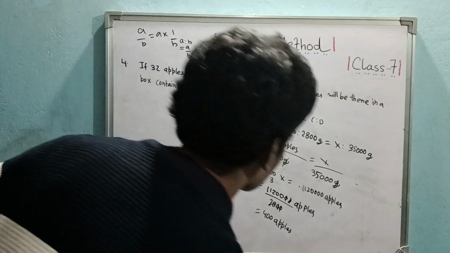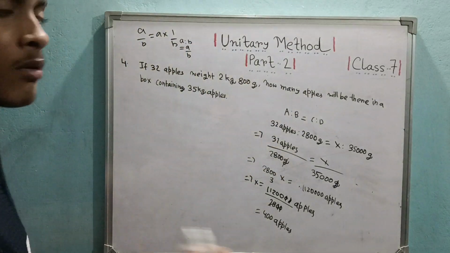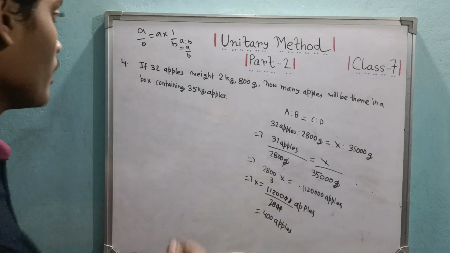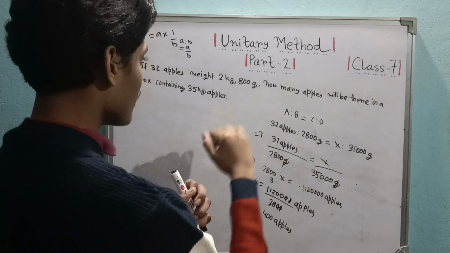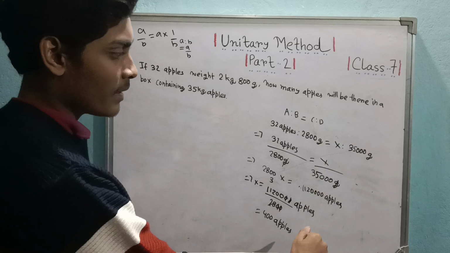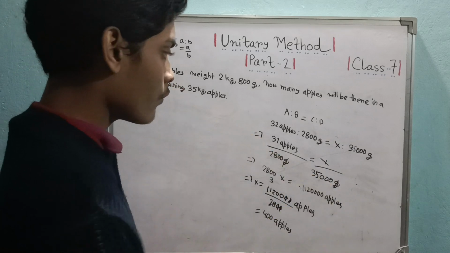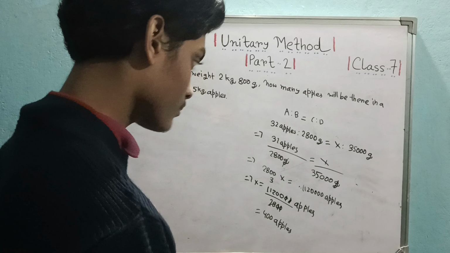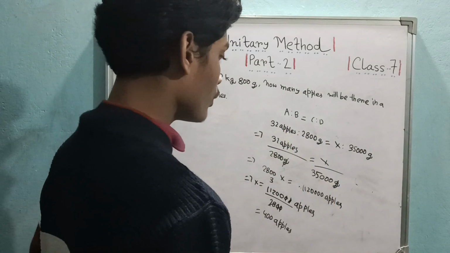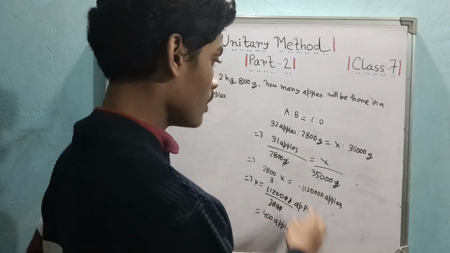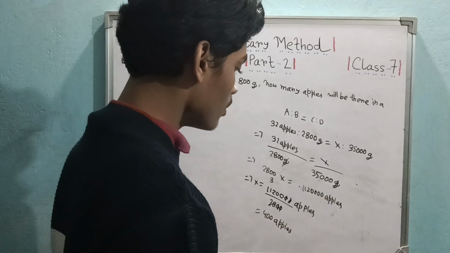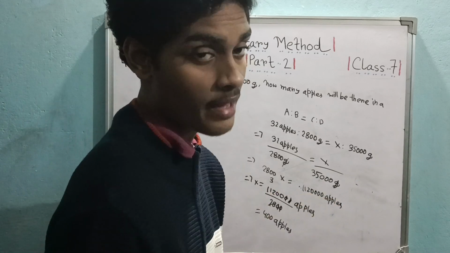Errors happen with humans. So you understood that for the number of apples increasing, the weight will increase. So increase to increase is direct proportion. Then use a method: 32 apples, 2800 gram. X apples, 35,000 gram. Okay. Then 32 by this equal to X by this. Then get gram out of here, because on both sides it's there. 2800 into X equal to 35,000 into 32, which is 1120,000 in apples. Next will be 1120 with 4 zeros by 2800. 2 zeros out of the way. Divide this, we will get 400 apples.